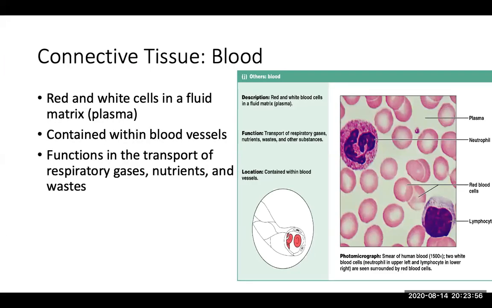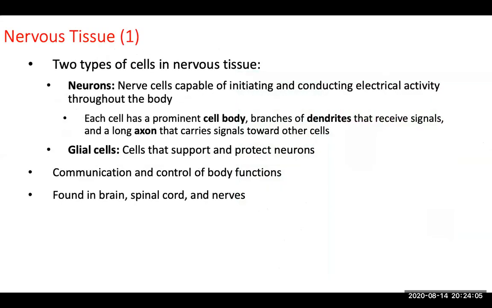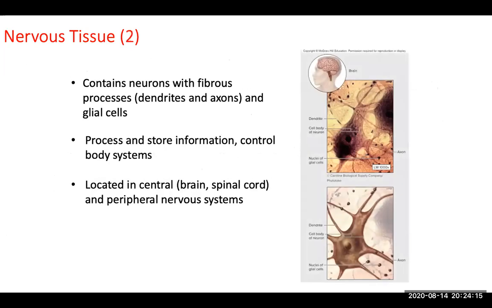Blood contains many different cell types, and it functions to transport all your respiratory gases, nutrients, wastes, and other substances. Then we get to nervous tissue, which contains 2 types of cells, neurons and glial cells, and they work in communication and control of body functions. Here is what nervous tissue looks like in a typical neuron and the different structures of that neuron itself.